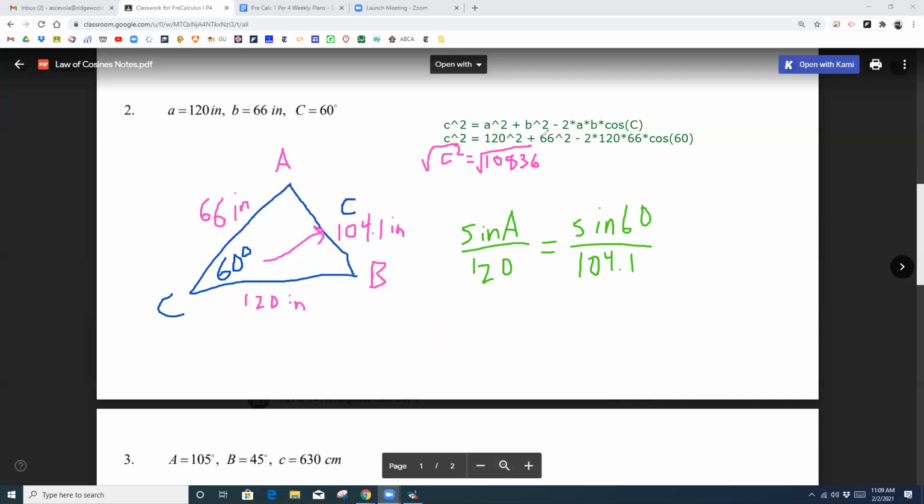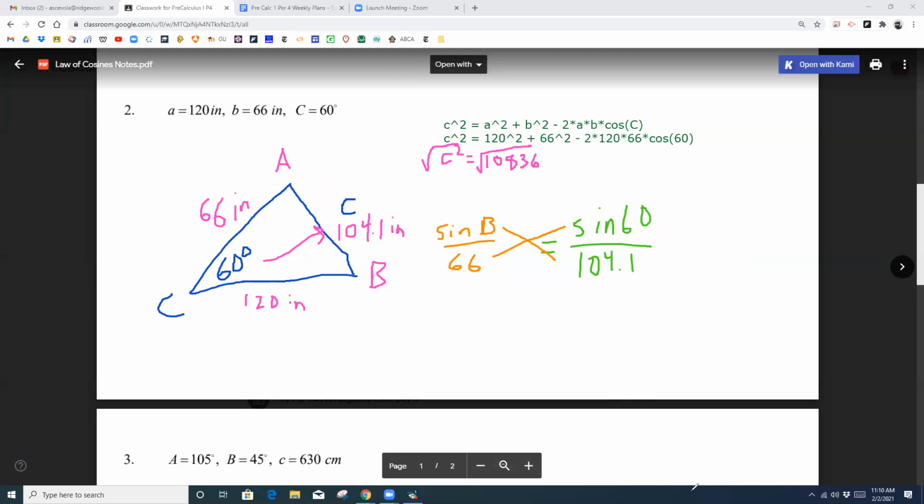All right, so now I'm going to erase everything here, but this part's good. The sine of 60 over 104, that part's fine. But now instead, I'm just going to find angle B first. So we get the sine of B over 66. Now I've got to cross multiply. So that times that equals that times that.